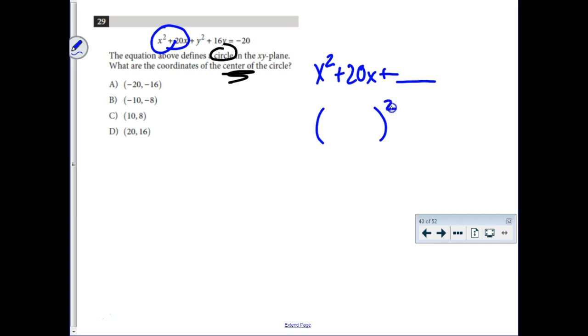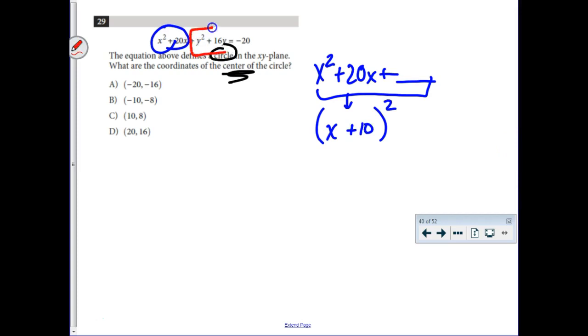They don't want the radius. They just want the center. So who cares what you put in the blank? Remember that quick way to get down to the factorization? You just use the x, and then you take half of this middle term. So instead of positive 20, we're going to use the factor of positive 10.